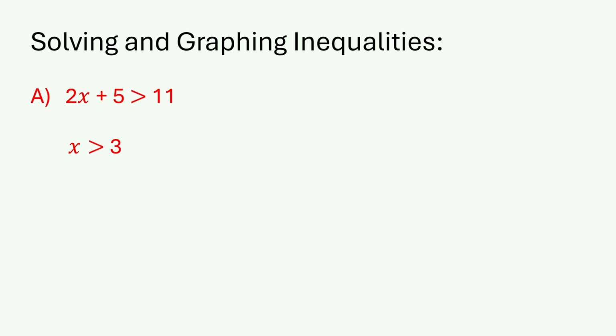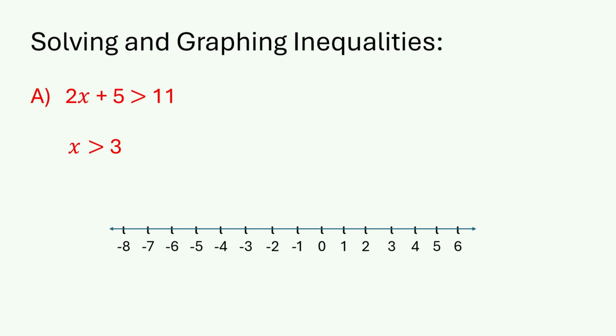Now we will put this inequality on a number line. This is a number line, this is positive 3. Here is the inequality symbol and the circle is open because x is not equal to 3.